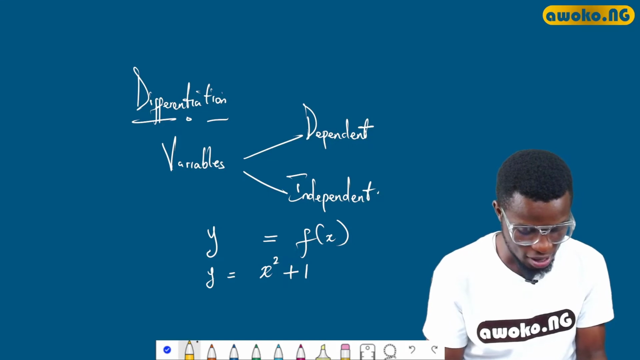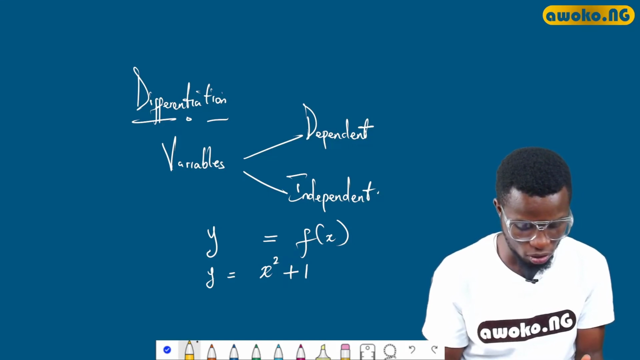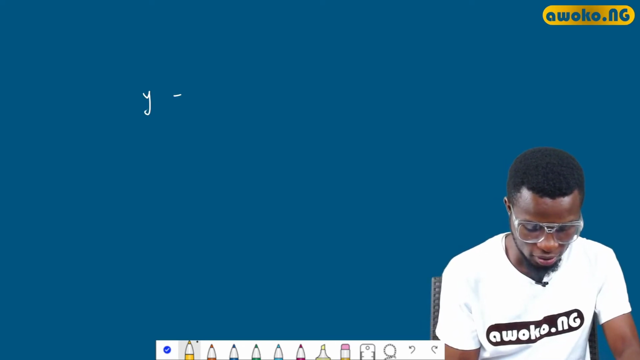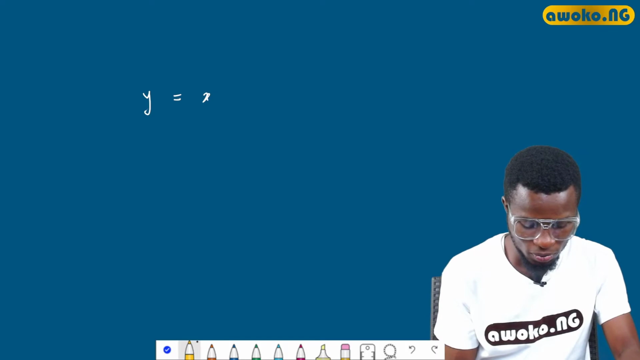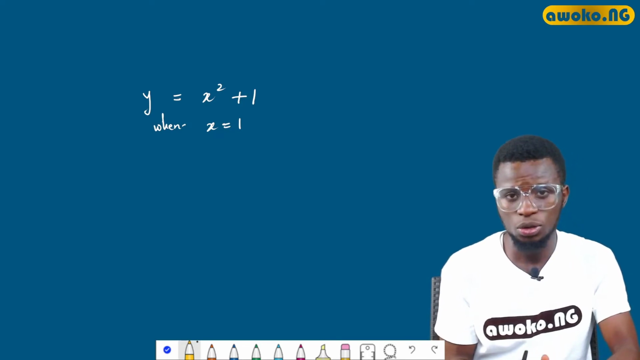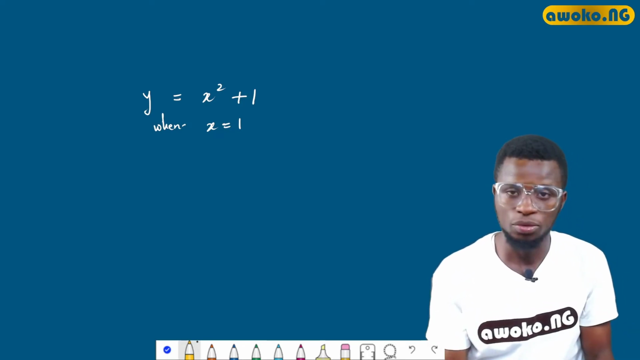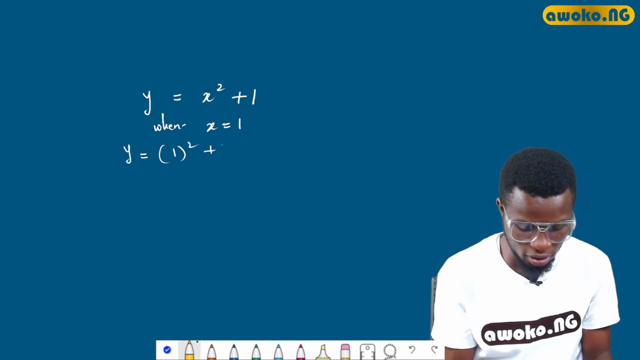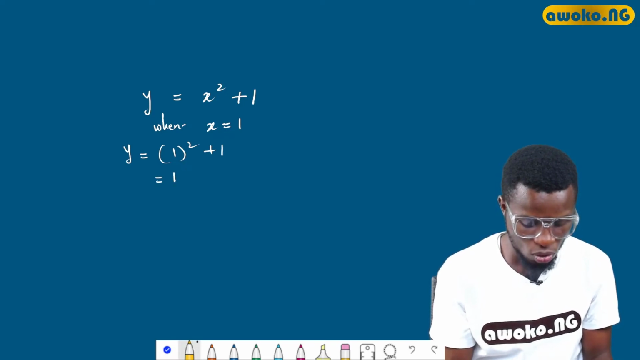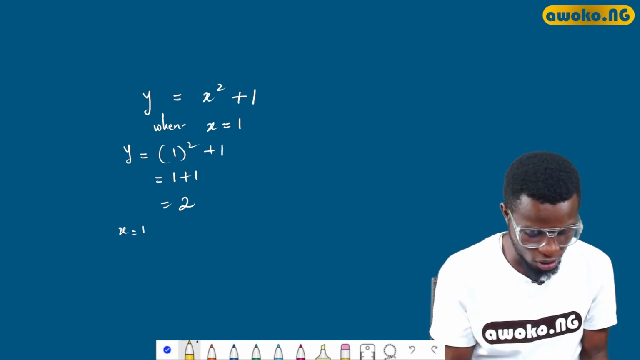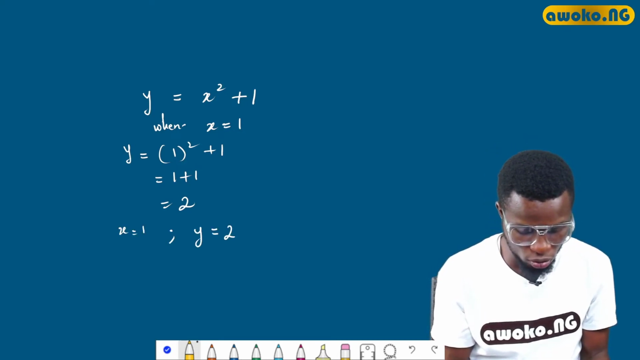But because of our time, let us consider when x equals 1. So we have y is equal to x squared plus 1 when x equals 1. What we just have to do is to substitute the value of x into the function that we have above. So we have y is equal to 1 squared plus 1. It then gives us 1 plus 1, which is equal to 2. So when x equals 1, y will be equal to 2.